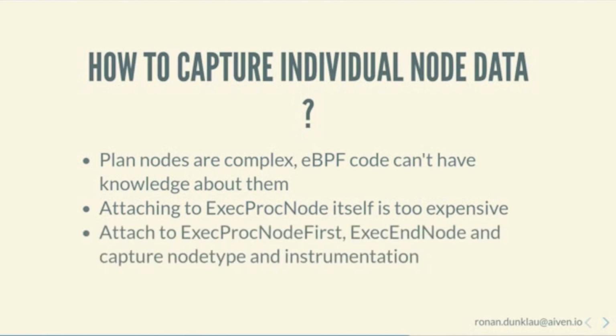So what we do instead is attach to ExecProcNode first and ExecEndNode, so that whenever an executor node is started and then ended, we can gather some limited information about it. What we collect is its node type and its instrumentation, if that's been enabled. The next question is, with that we can capture individual node information, and we will have a big set of nodes, but we have no way of connecting them together to rebuild a tree.